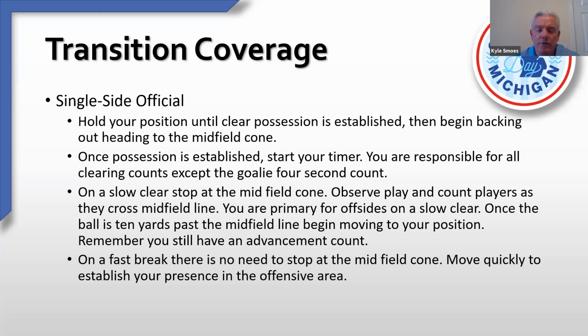You're going to get to that cone if it's a slow clear, and you're going to observe a lot of the players. You're going to start getting player counts. You're going to be kind of primary for offsides because the trail has the ball and the lead's going to go up and get the goal line. So you're going to be the main person looking for offsides if we have a problem with too many players in the offensive end. And remember, with that, we're always counting forward. We don't count players behind us. We count what's going on in front of us.